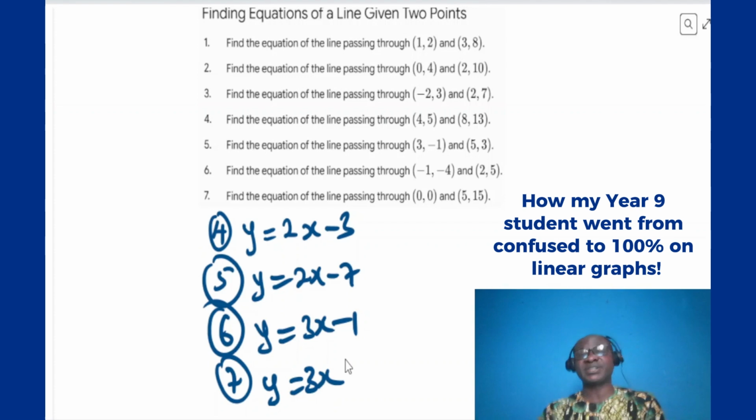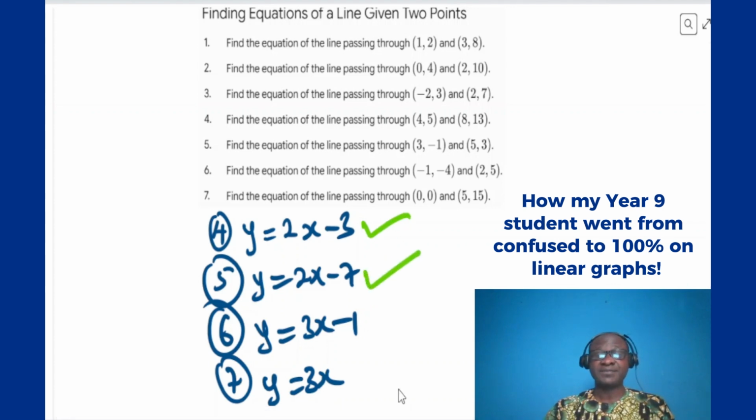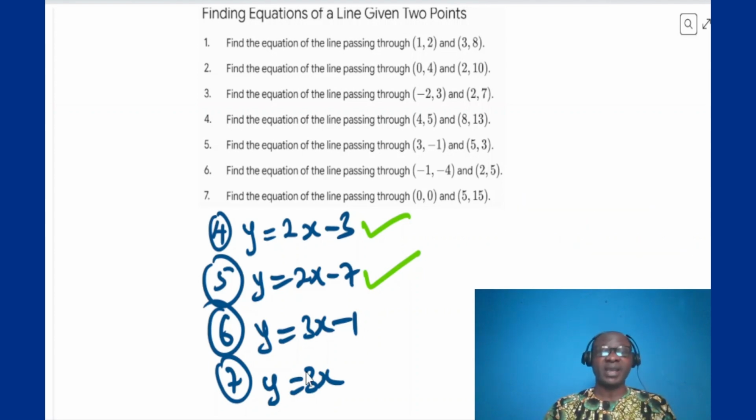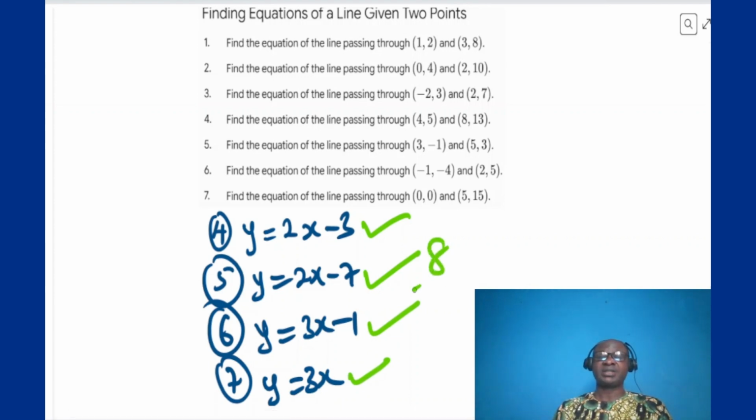Number 4, y equals 2x minus 3. Then number 5, 2x minus 7. Okay, so in these numbers, 4 and 5, they are correct. Then your number 6 is 3x minus 1 and number 7 is y equal to 3x. Both of them are also very correct. So this is 8 out of 8.